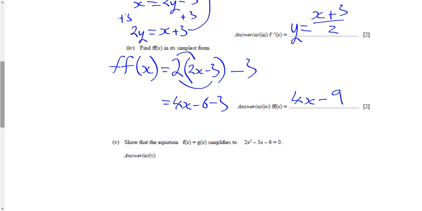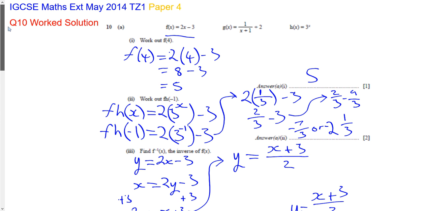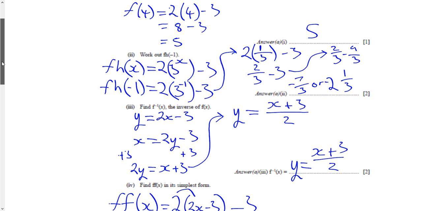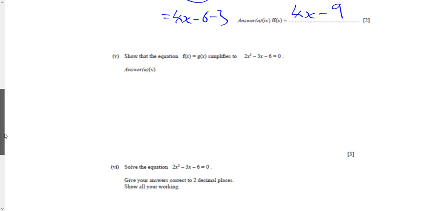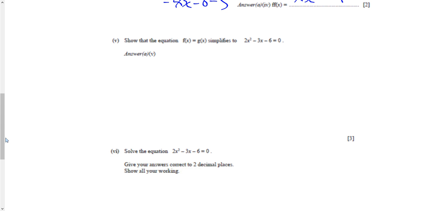Welcome back. Now we're going to do the second part of question 10 from paper 4, May 2014, time zone 1. If you missed the first part and you'd like to see that, just go back and click on that. But now we're going to look at the second part here. Show that the equation f of x equal to g of x simplifies to this following quadratic over here. Nice and simple.